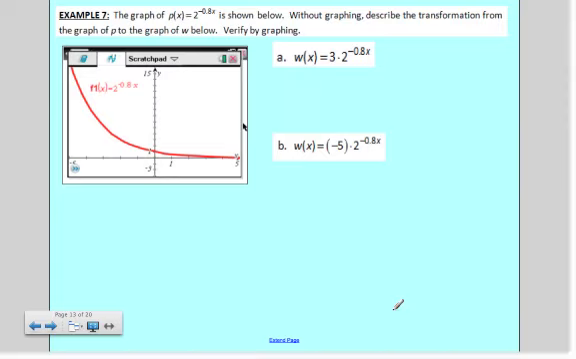All right, so in this graph you've got the graph already shown, and without graphing, describe the transformation. I'm just multiplying by 3. So all of the y values are going to be multiplied by 3. That's all you need to write: y values multiplied by a factor of 3.